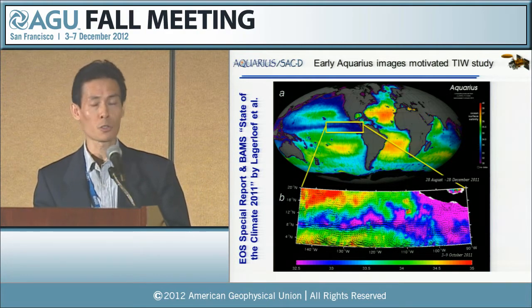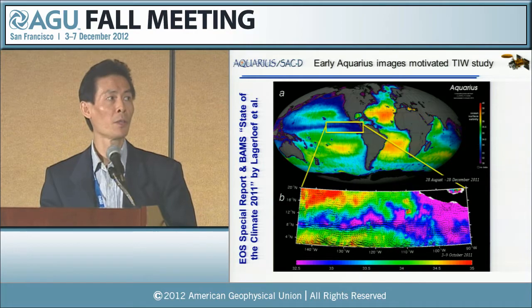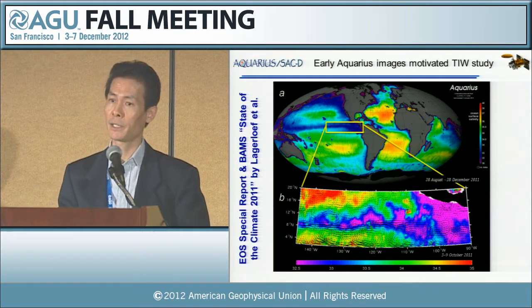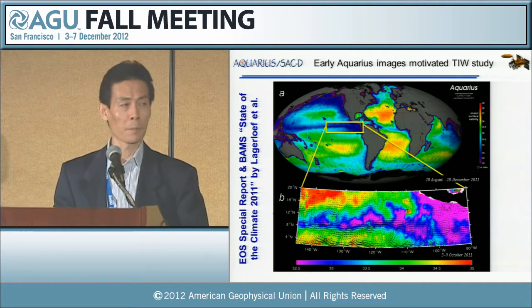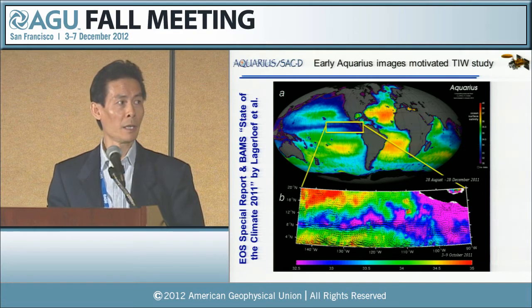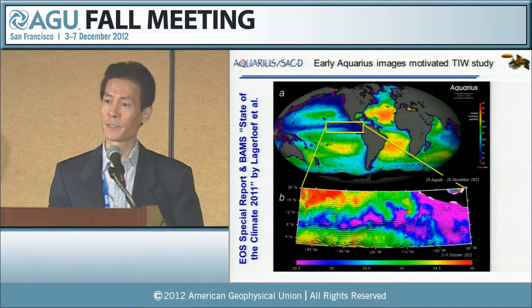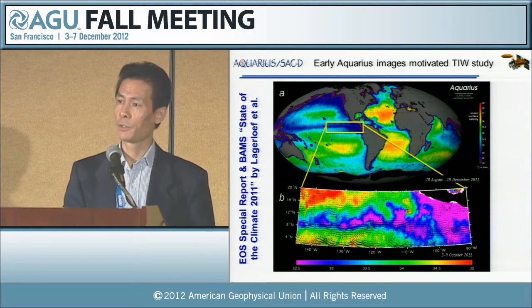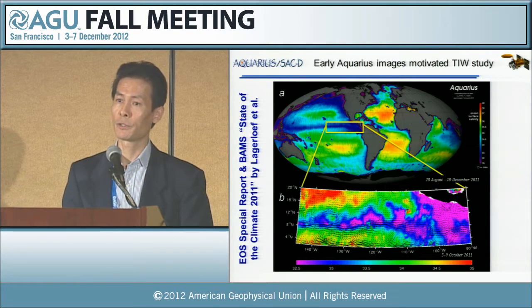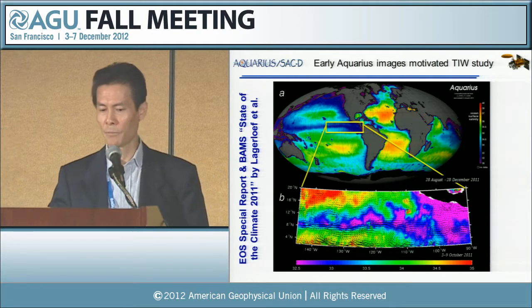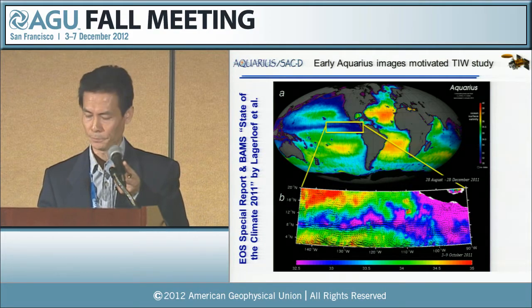So the lower image shows a domain from about 2 north to about 20 north in the eastern tropical Pacific. And you see that in the southern part of the image, you see this wiggling of the currents, as well as vortices. Which prompted us to look closer into the equatorial zone and identify the tropical instability wave.